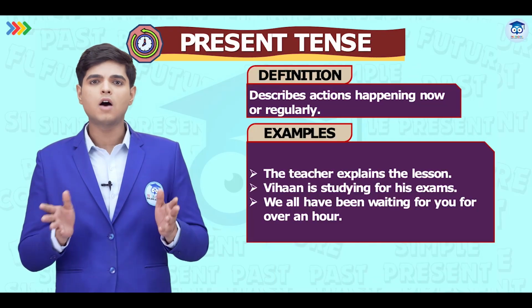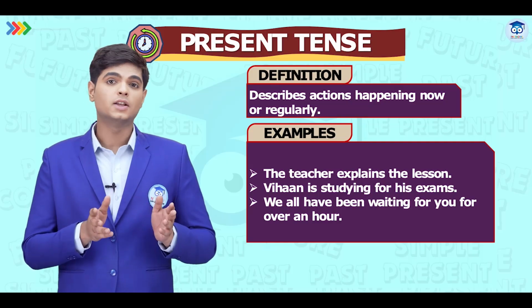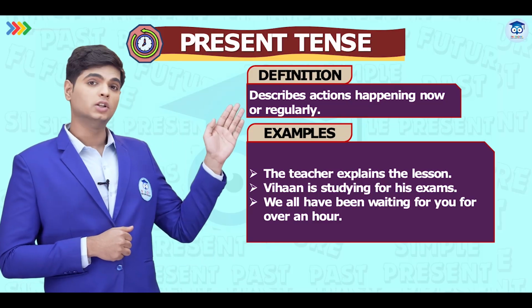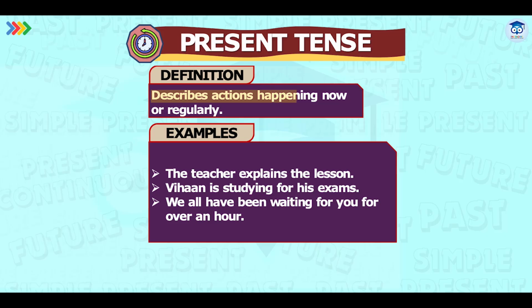Let's now explore our first major category, present tense. Definition: describes actions happening now or regularly. So basically, present tense is used when something is happening right now or when it happens regularly. It's all about actions connected to the present.